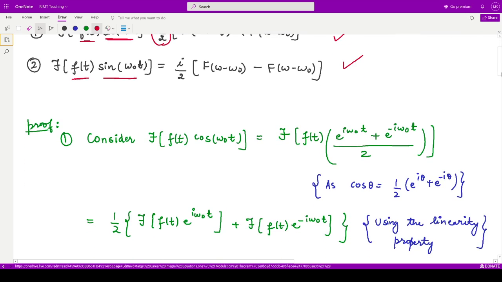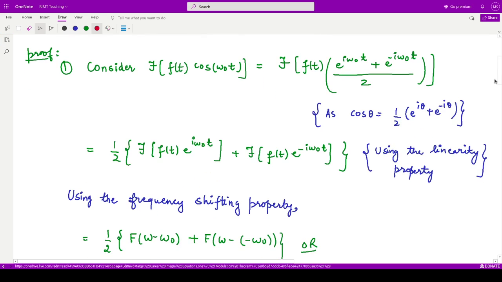The proof for this theorem is very simple. We know what is cos theta. Cos theta is equal to 1 by 2 e to the power iota theta plus e to the power minus iota theta. So we can substitute in place of cos of omega naught t the value e to the power iota omega naught t plus e to the power minus iota omega naught t divided by 2.